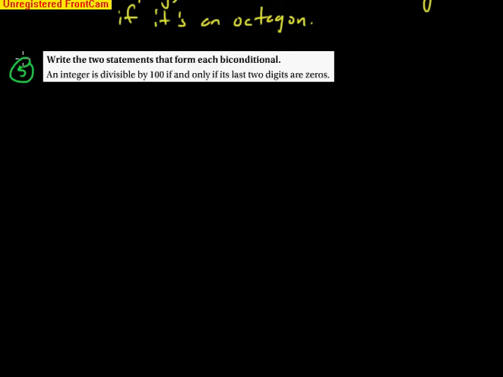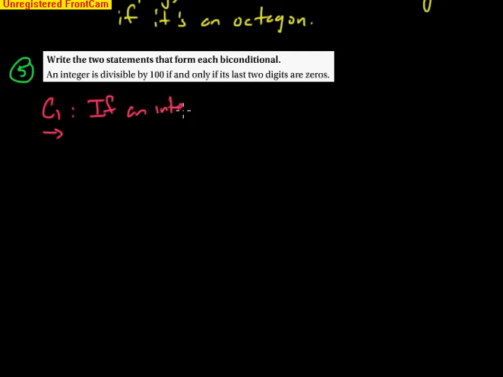Okay, here we go. Question 5. Write the 2 statements that form each biconditional. So this biconditional says an integer is divisible by 100 if and only if its last 2 digits are 0. So what we're going to do is we're going to take the biconditional and break it down into 2 conditionals. All right, so let's start with the first conditional. And my first conditional is going to go in the forward direction. So it has to start with if. And then I just write the first part before the if and only if.